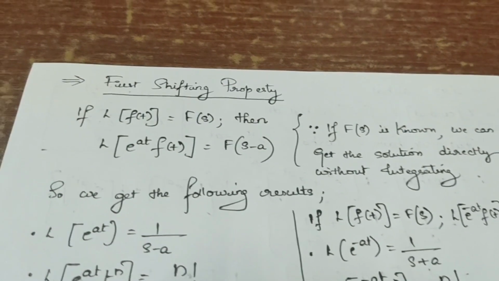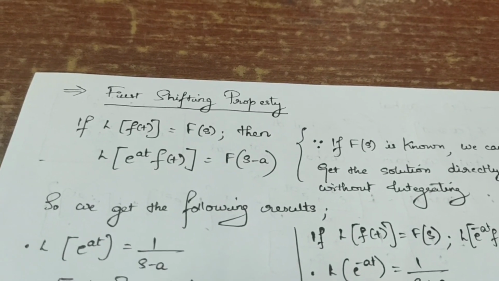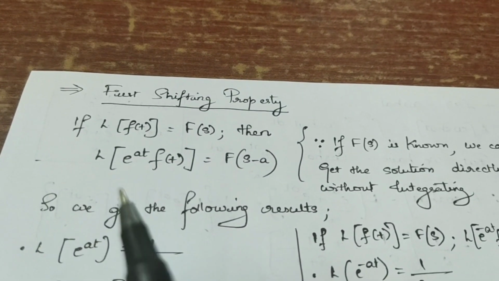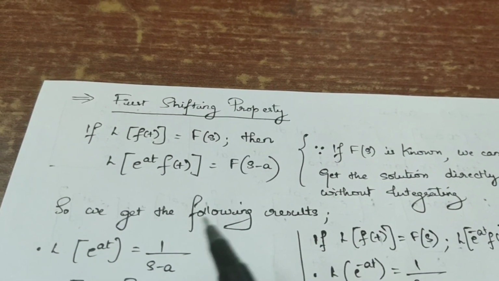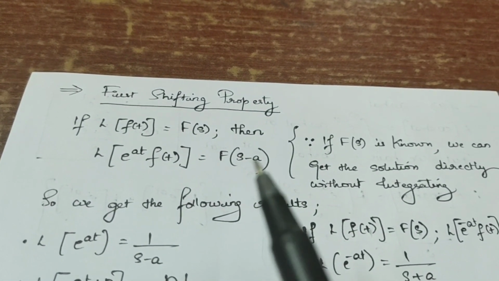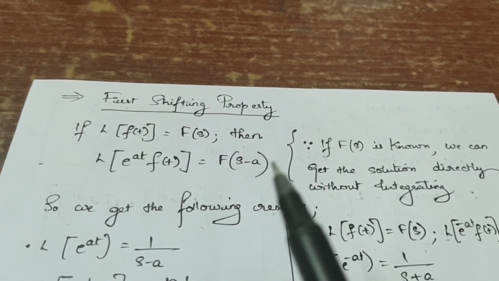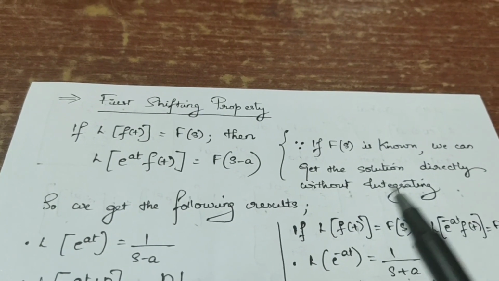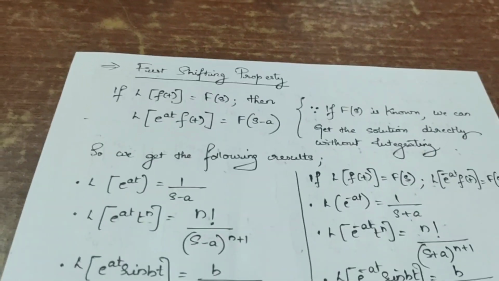Because if F of s is known, that is we know the F of s of all the elementary functions now. So what we can do is that if we have to find out the Laplace transform of e raised to at f of t, we don't have to integrate and find out the solution. What we can do is that we already know the Laplace transform of that elementary function. We just have to substitute s minus a in the place of s. So if F of s is known, we can get the solution directly without integrating. So that's an advantage, isn't it?